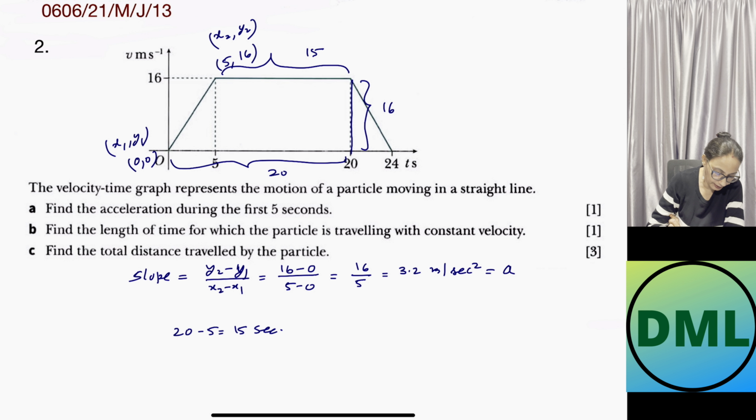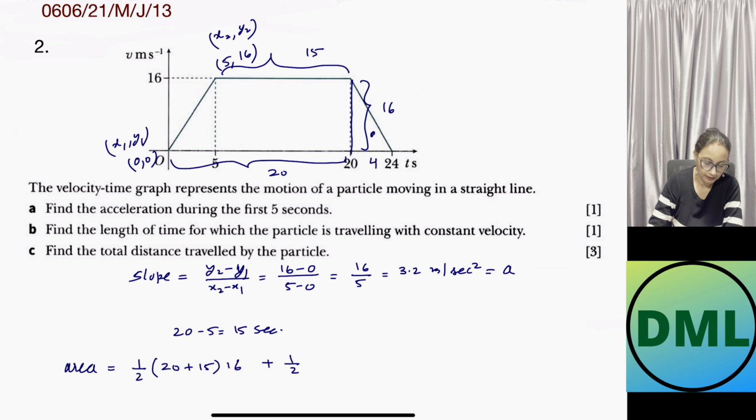Let's apply the formula here. Area will be given as half sum of the parallel sides. Sum of the parallel sides are 20 plus 15 multiplied by the height, which is 16, plus area of this triangle. In this triangle, area is half base. What is my base? My base is 24 minus 20, which is equal to 4 here. What is my height? My height is 16. Half base is 4 multiplied by the height 16.